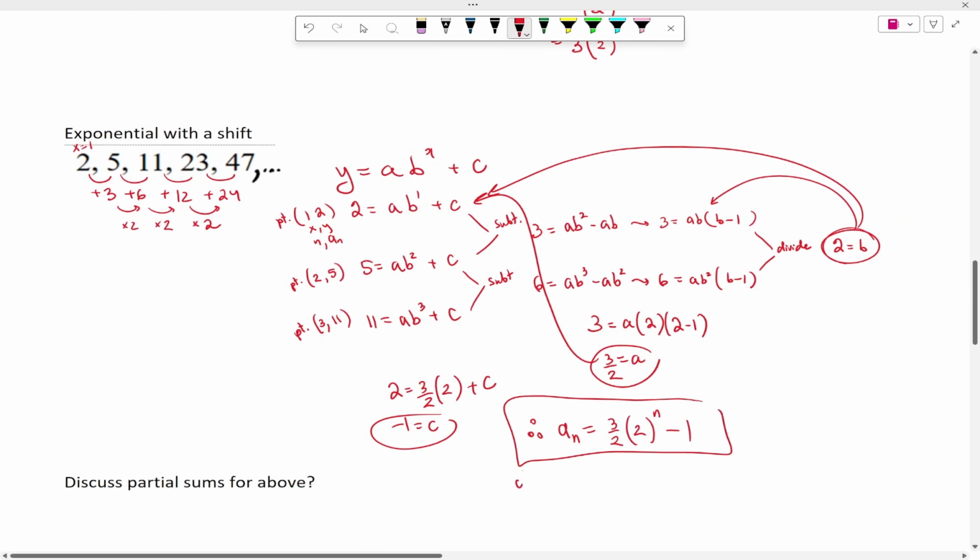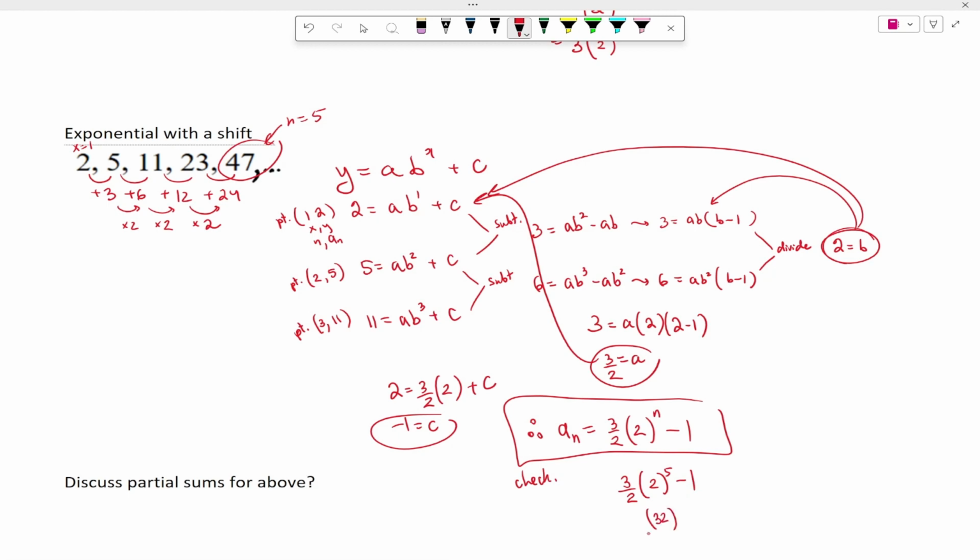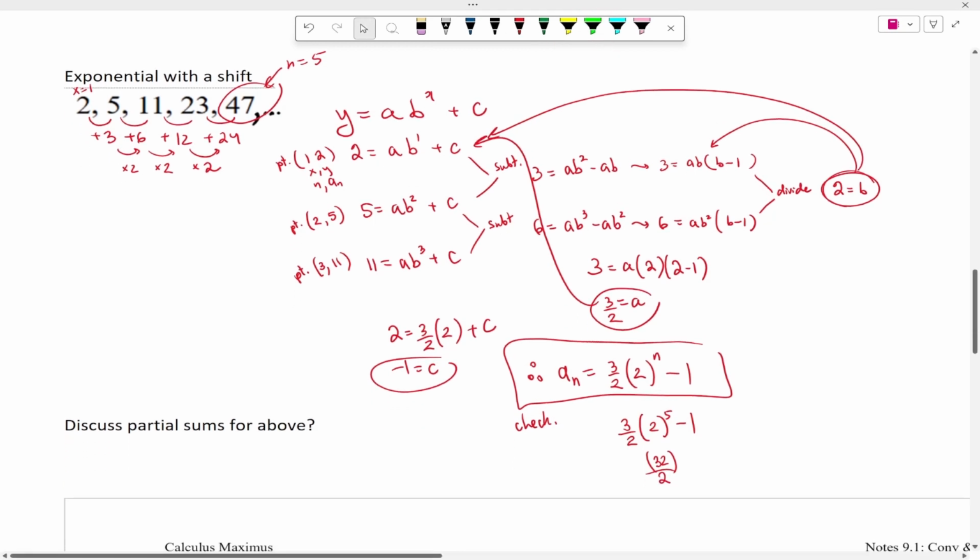And of course, always check. Just double check. So if it's 1, 2, 3, 4, 5, this one's the 5th one. So n equals 5. So let's plug in 3 over 2, 2 to the 5 minus 1. 2 to the 5 is 32, right? 32, yeah. Divide that by 2. That's 16. Okay, 16 times 3. 20 times 3 is 60 minus 12. That's 48. And minus 1? 47. Yeah, it works, right?